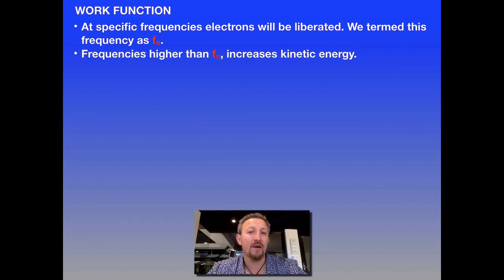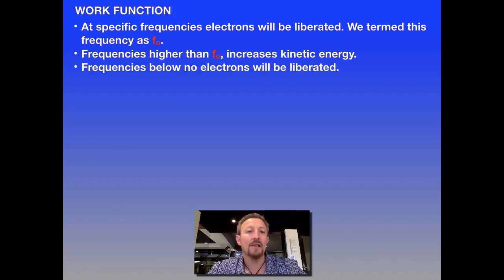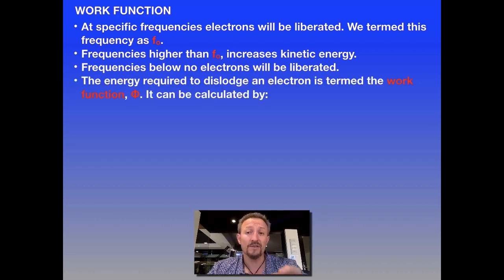Anything higher than f0, or the threshold frequency, will give added energy to the electron, and it will come off in the form of kinetic energy, thus increasing the photocurrent. Anything below that frequency, there will be no electrons liberated, hence we get no current. So what we're finding here is that because we're getting times when there are no electrons emitted and then times when there are electrons emitted, this is good evidence for the idea that the light is acting as a particle and in little quantized amounts.